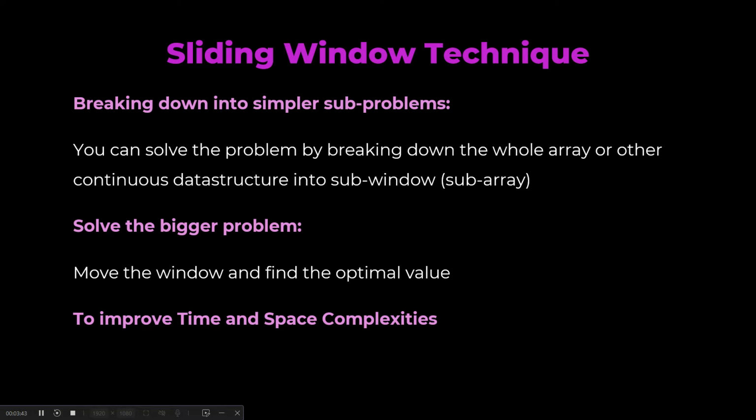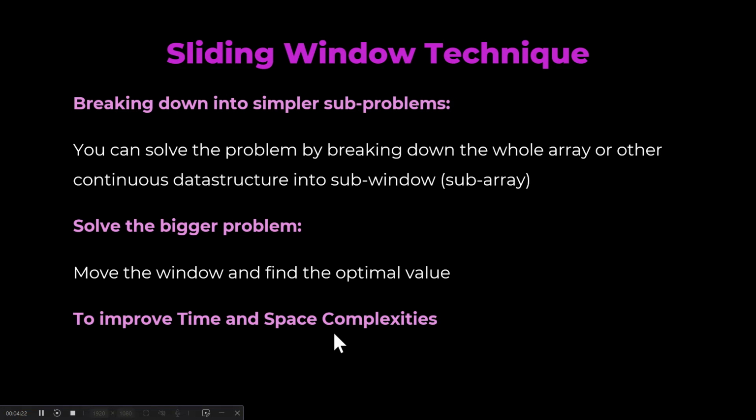Before I go into each step, first I would like to go through what the sliding window is. The sliding window technique is used to break down the given problem into simpler sub-problems. We can do this by breaking down the whole array, or other contiguous data structure, into a sub-window or sub-array. To solve the bigger problem, we move the window and find the optimal value. The sliding window technique is used to improve time and space complexity.